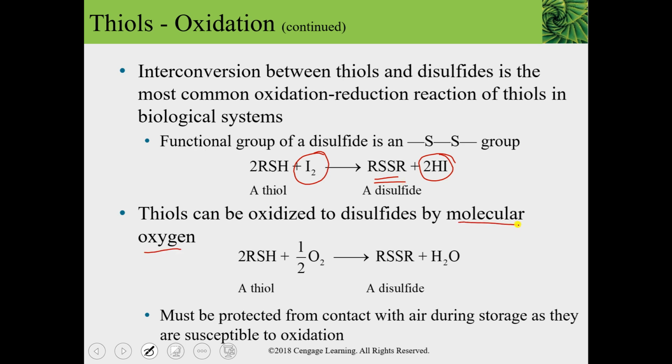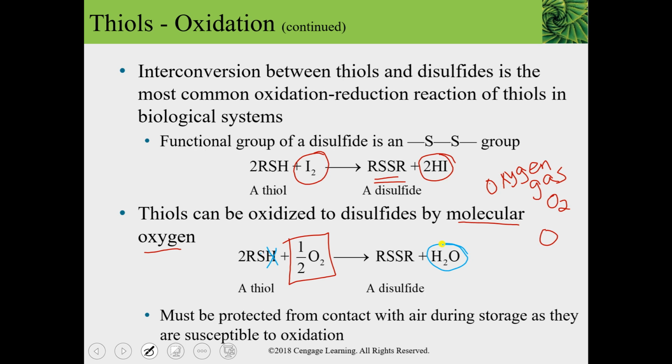What is molecular oxygen? Well, we know oxygen gas is O2. Molecular oxygen here is just a single oxygen. So what's half of O2? One oxygen. When we do this, we can see that the hydrogen comes off, and we're going to get water, and we're going to convert a thiol to a disulfide.